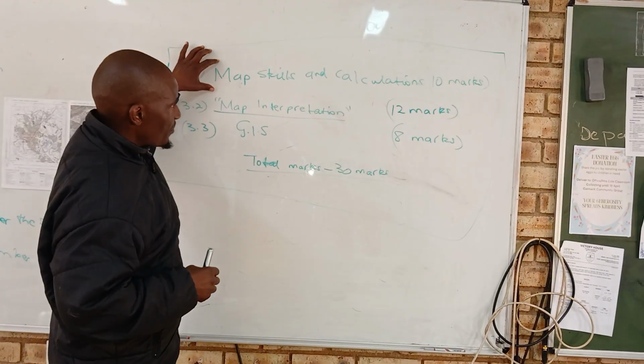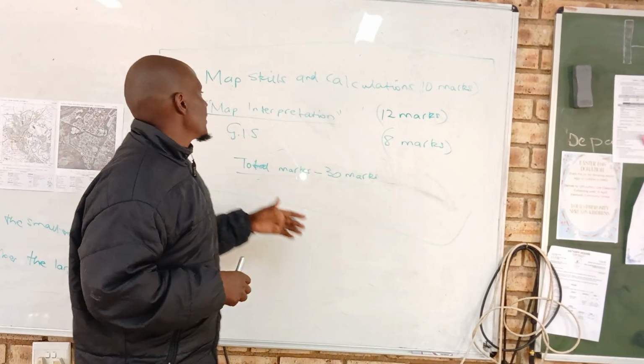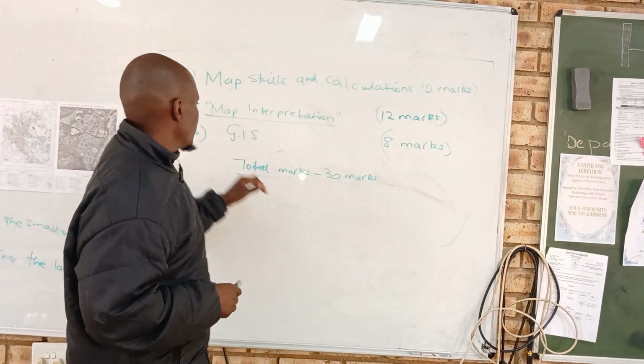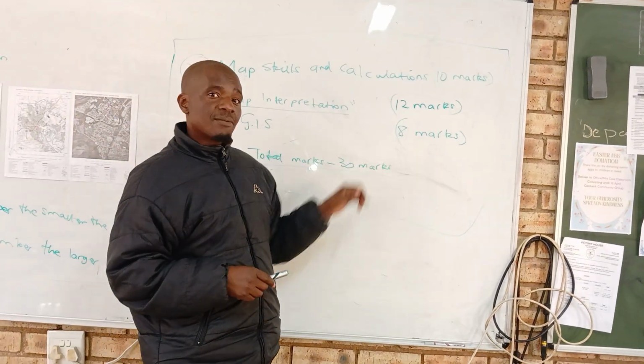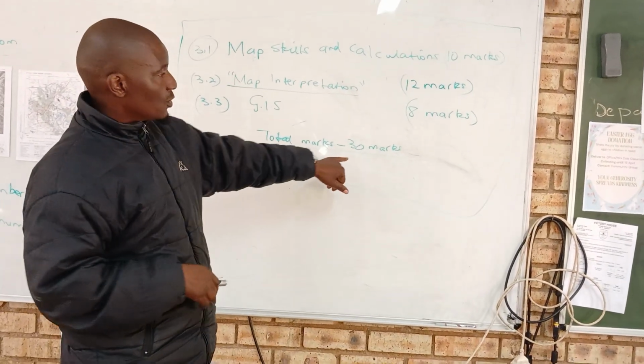We've got map skills and calculation, which has a total of 10 marks. Then we have map interpretation, which is a total of about 12 marks. Then we've got GIS, which is a total of about 8 marks. So if you combine all the marks for these 3 sections, you get a total of 30 marks.